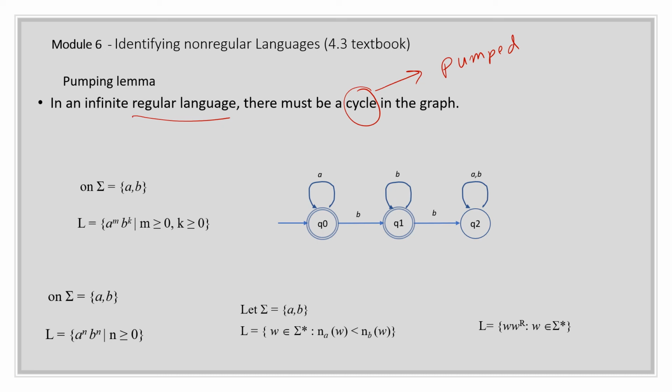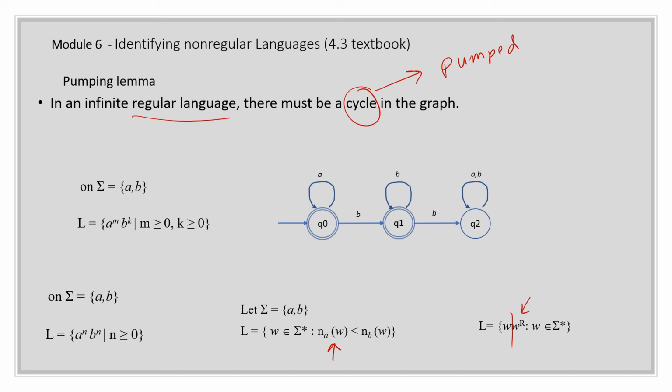If you pump your A's, then you're not going to have the same number of A's and B's. If you pump your B's, you're not going to have the same number of A's and B's. In this case, if you pump your A's, you're going to end up with more A's than B's. And in this case, if you pump any substring or any symbol on this side, it's not going to match the other side.